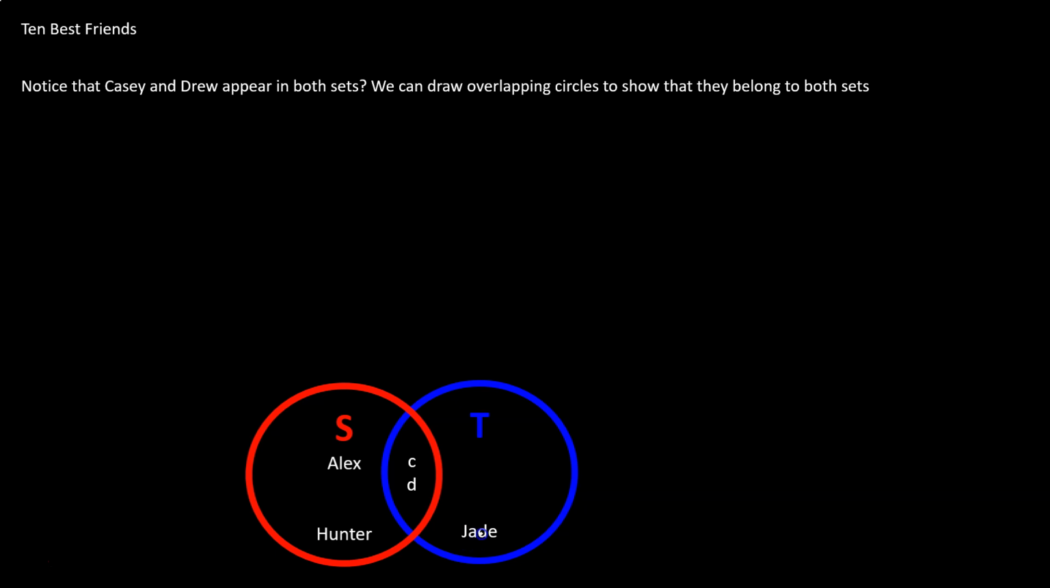If we were to still just look at each circle individually, within the soccer circle, I still have Alex, Casey, Drew, and Hunter. And if I looked at just the tennis circle, I still have Casey, Drew, and Jade. So I can use these diagrams to help sort things out and to see anything that's being overlapped.